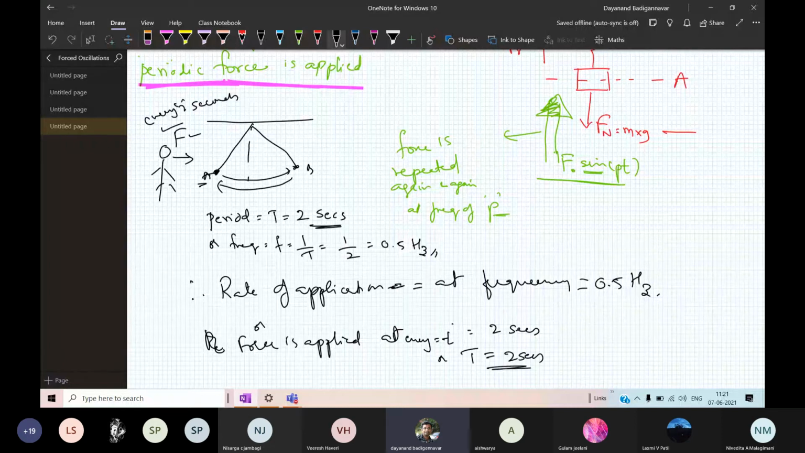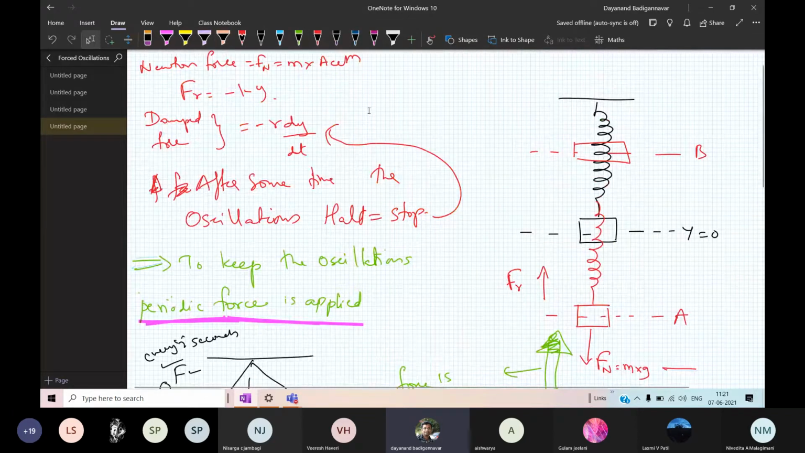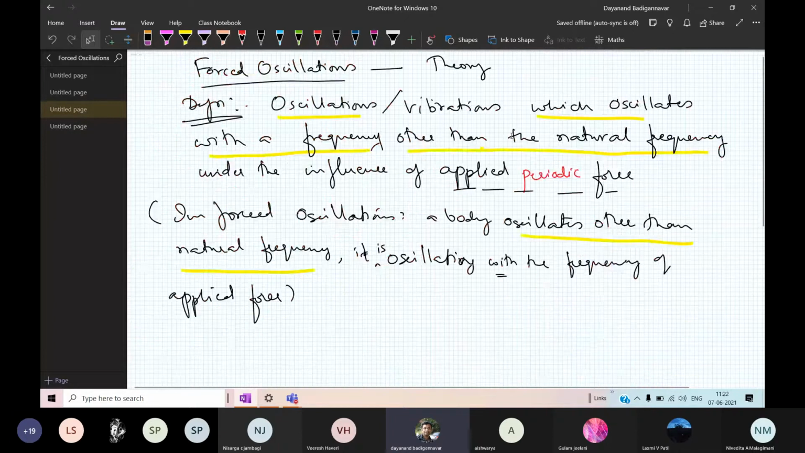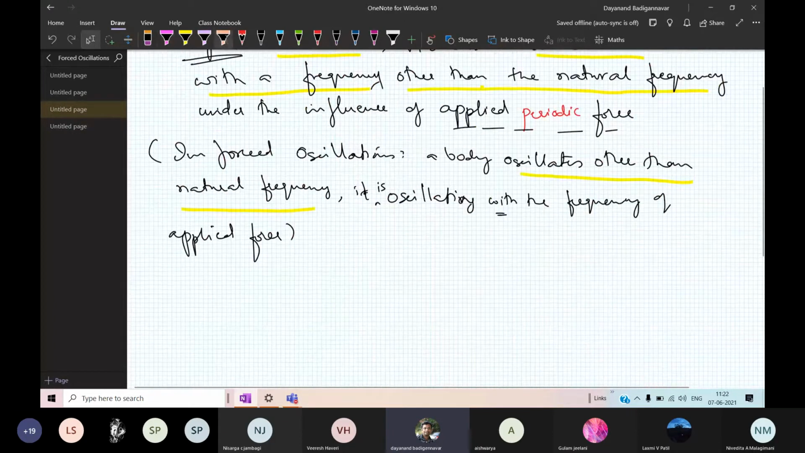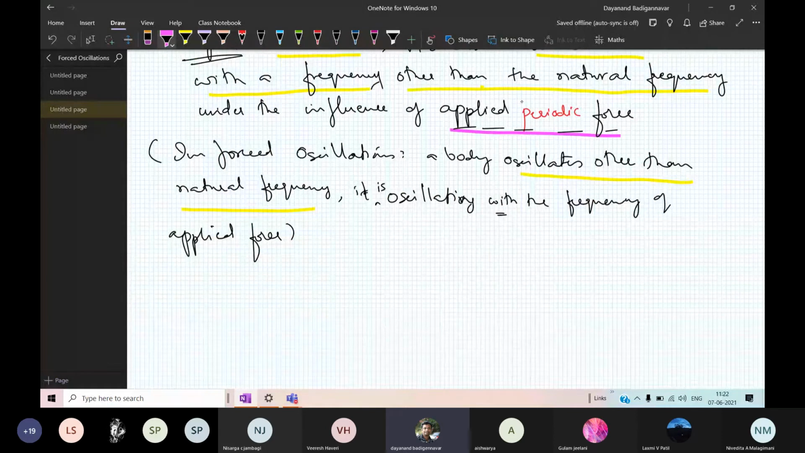Therefore, I say the oscillations are in periodic manner. The applied force is in periodic manner. Applied periodic force. Keep in mind, this is the reason why we have to apply the force: to keep the oscillations in a periodic manner. Okay, now look at this equation here.